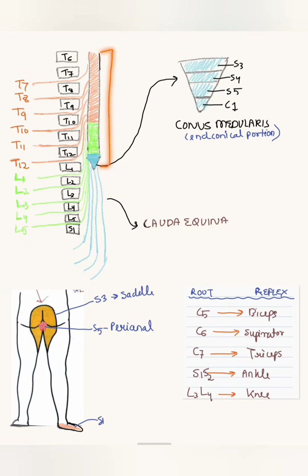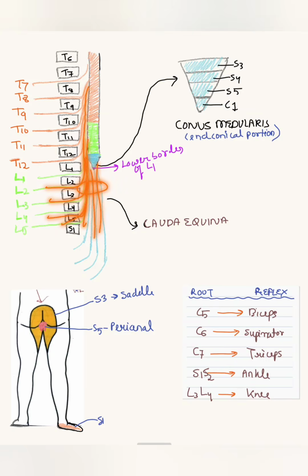So this is the spinal cord, and it ends at the lower border of L1. These are the spinal nerves here. They exit at their respective foramina, but your spinal cord ends at the level of L1, so these spinal nerves have to traverse long downward. That's why below L1 they form a bunch of nerve fibers, and we call it the cauda equina because it appears like a horse's tail.